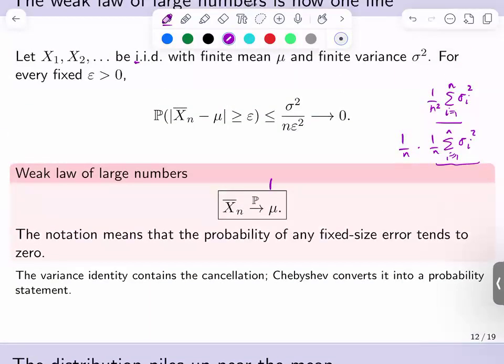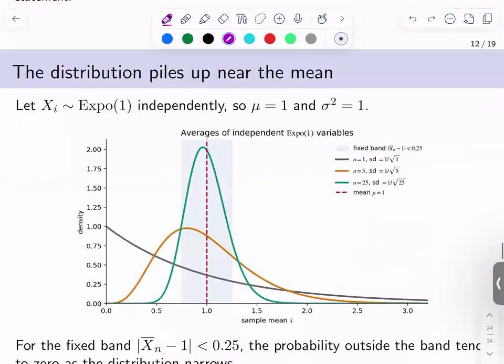So is this statement clear? The meaning of this notation is exactly that this goes to zero for any fixed epsilon. Fix any epsilon, this goes to zero. What this is saying is that you put more and more probability mass around mu. Roughly speaking, this is the picture. Suppose the Xi's are exponential, and they're independent. In this case, for exponential 1, the mean would be 1, the variance would be 1. You can verify. If this was lambda, this would be 1 over lambda, and the variance, I believe, is 1 over lambda squared or something like that.